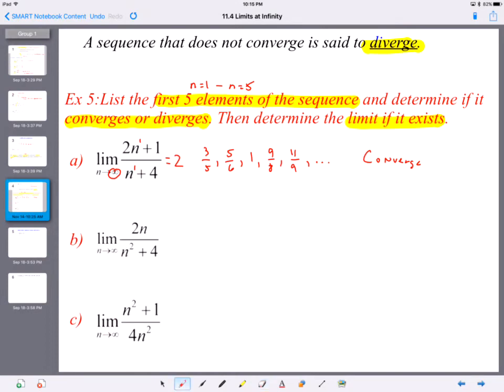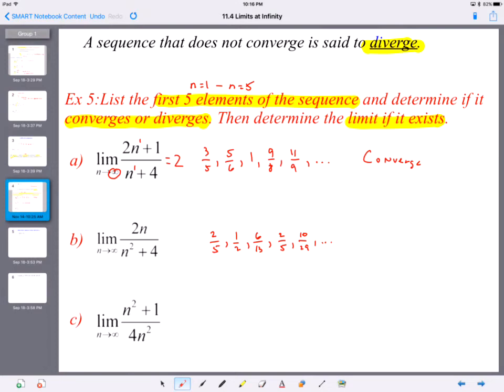So the first 5 elements of the next sequence, if you plug them in, you can pause and try it on your own, but you got 2/5, 1/2, 6/13, 8/20, which would reduce to 2/5, and then 10/29 is what I got. So those are the first 5.